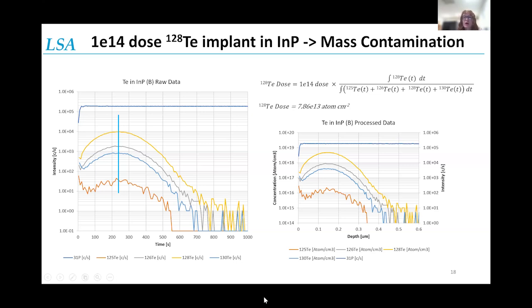So when we do much higher mass units, when there's a greater chance of poor mass resolution in the implant, we make sure we monitor multiple isotopes to check that you have got a pure implant.